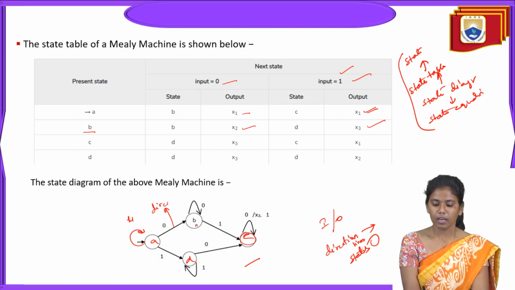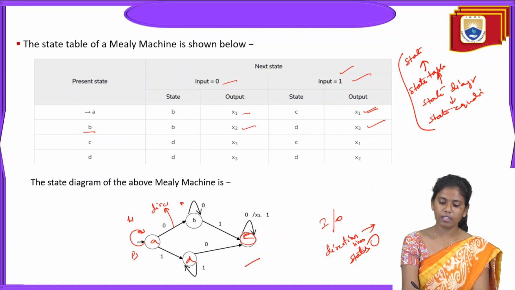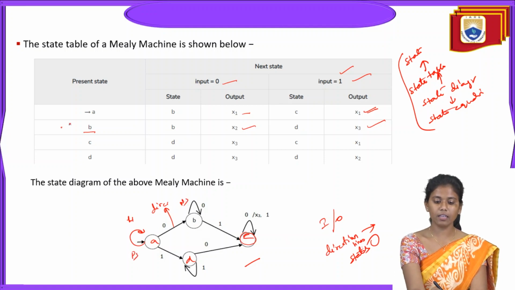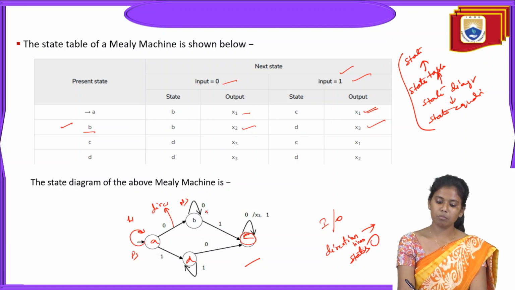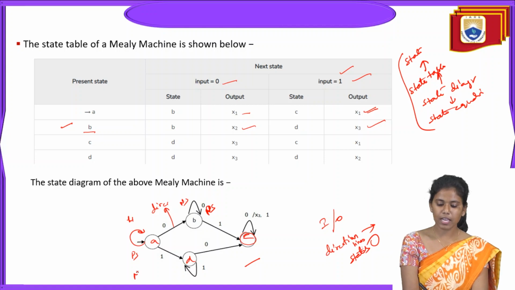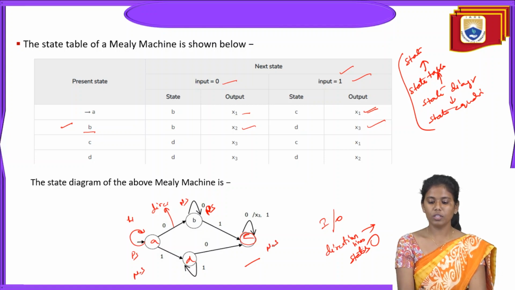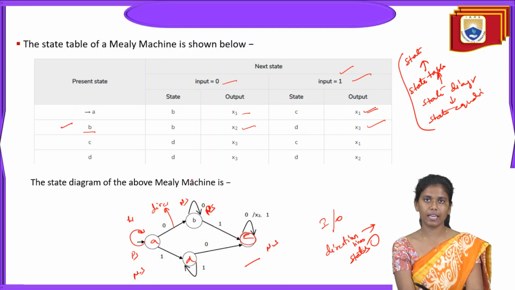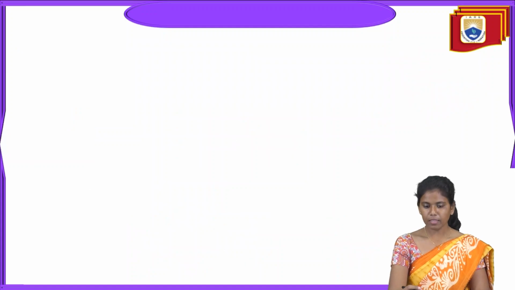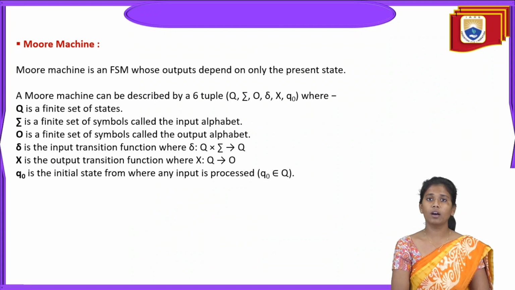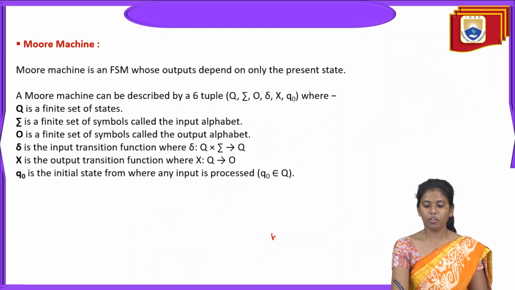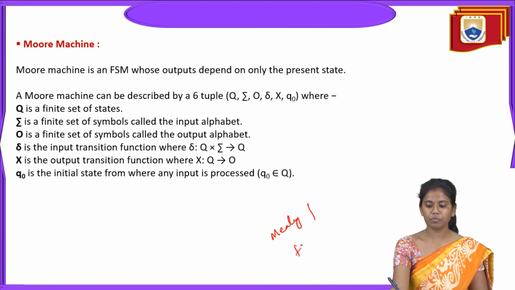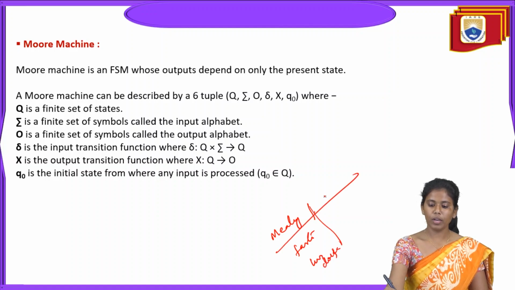Likewise, this will be my present state, and this would be my next state. And in the second case, I can consider B as a present state and the rest as next states. So this is how I can draw the state diagram based on the state table. And then we see the Moore machines. Just now we compared Mealy and Moore. When you compare them, Mealy is faster and requires fewer clock cycles, whereas Moore is a bit slower and requires more clock signals, right?